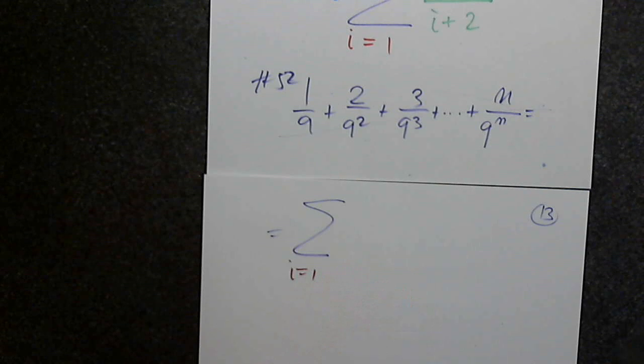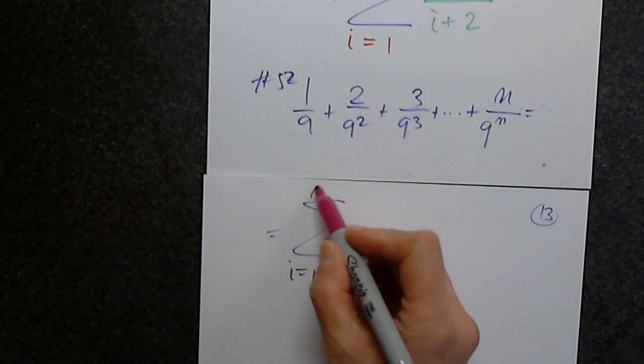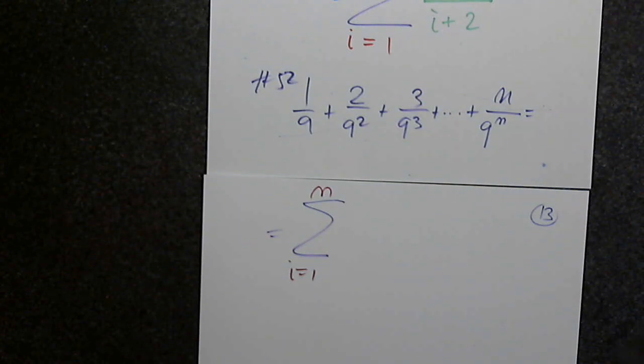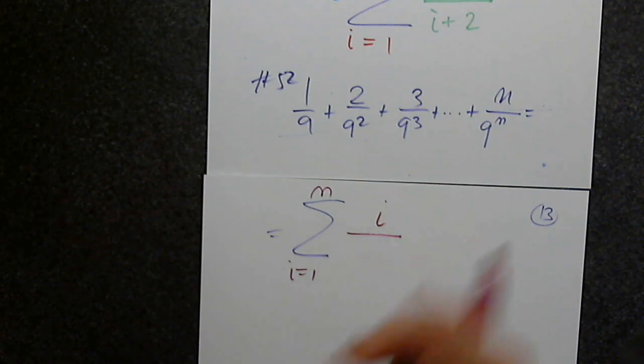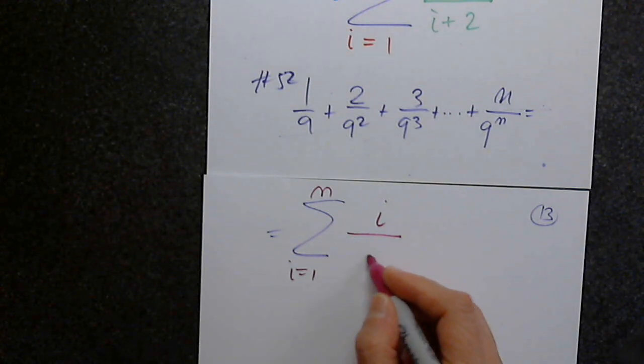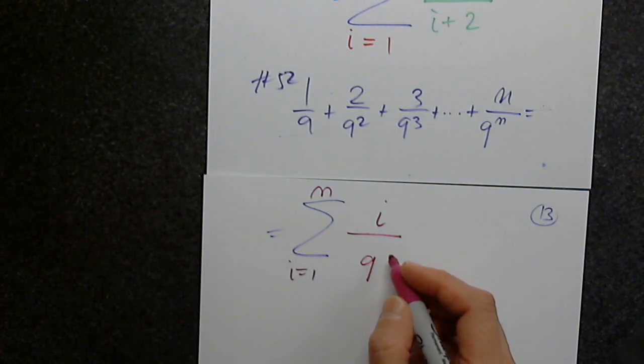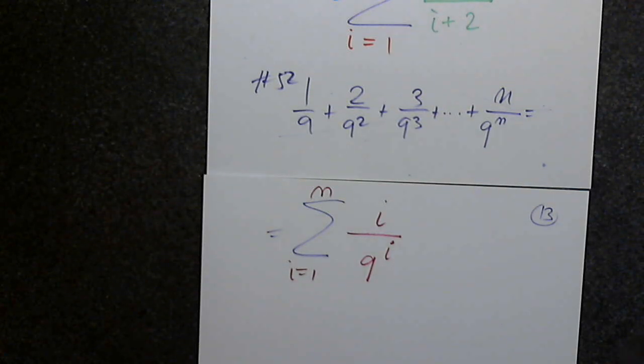From i equals 1 till... very good. They're all fractions, so of course the general term must be a fraction. So is it i over? What is at the top? i. Excellent. What about the bottom? 9 raised to the i. Very good. Awesome. Great job. Any questions on this?